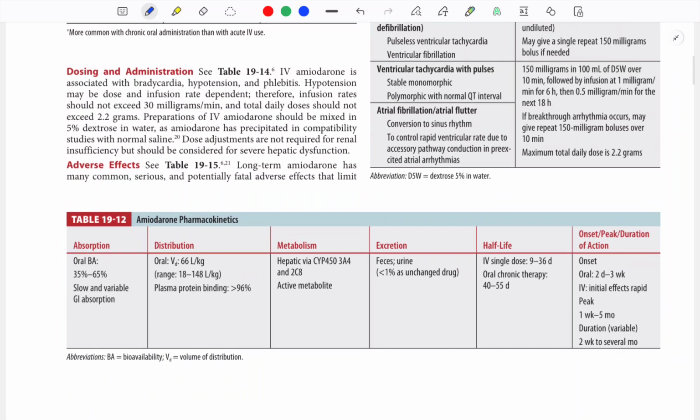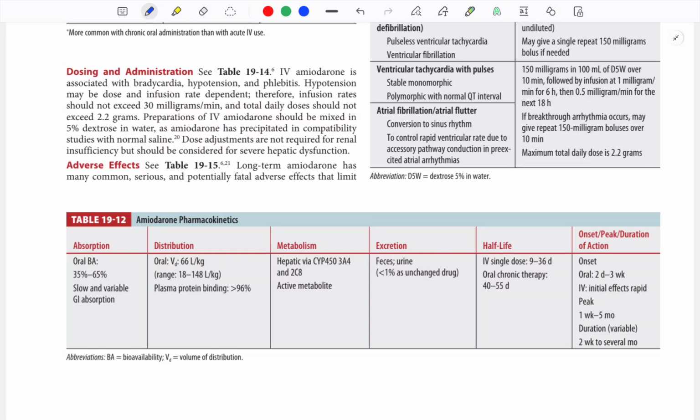Amiodarone has a bioavailability of 35 to 65%. The volume of distribution is very high because it binds to plasma protein. Metabolism is by CYP450 in the liver. Excretion is in the urine and feces. And half-life is 9 days to 36 days.